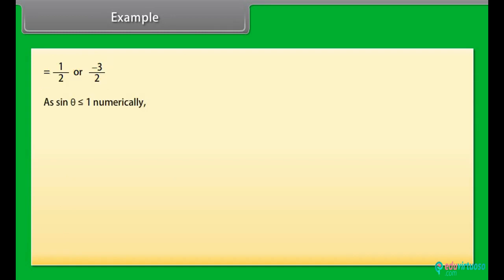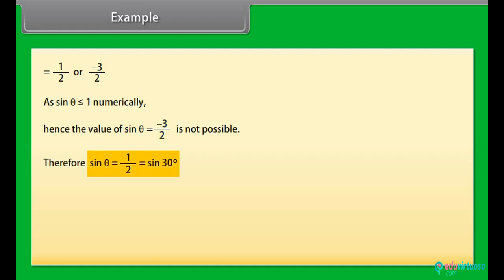As sin of theta is less than or equal to 1 numerically, hence the value of sin of theta is equal to minus 3 by 2 is not possible. Therefore, sin of theta is equal to half is equal to sin of 30 degrees. So, theta is equal to 30 degrees.